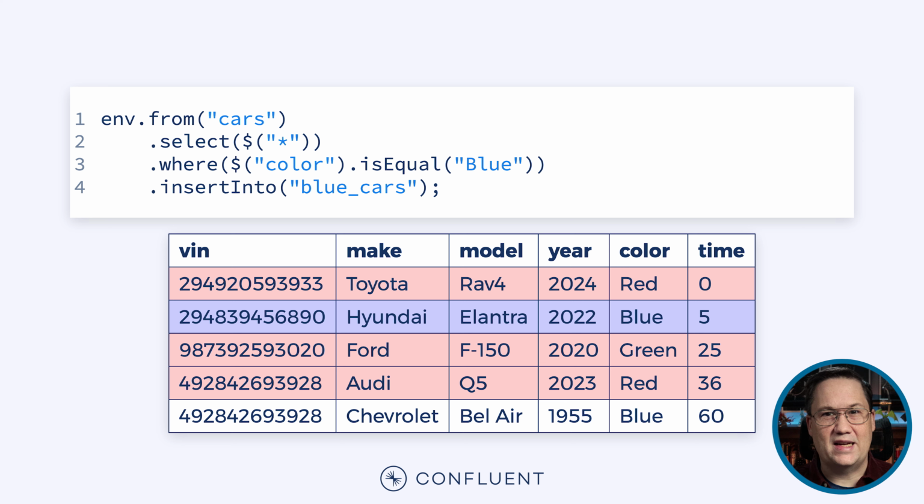Eventually, 60 seconds after the stream started, the statement encounters a second blue car and emits it to the destination. The statement will continue to run like this, constantly looking for new results and emitting them as they are found. Do you see the difference from how a typical database query operates?